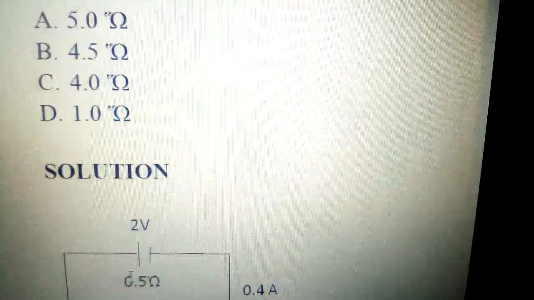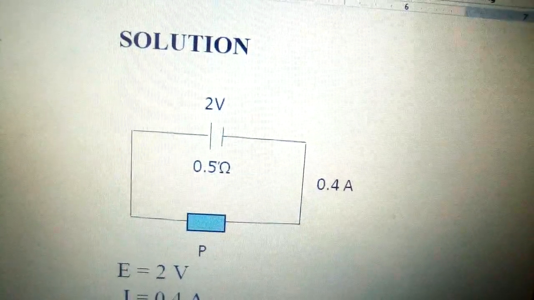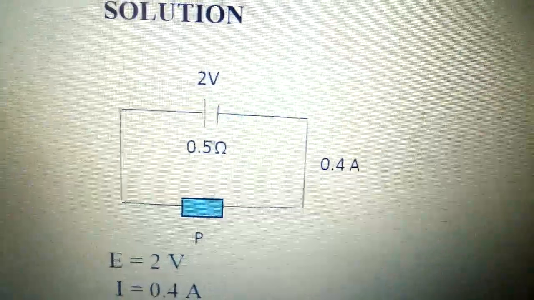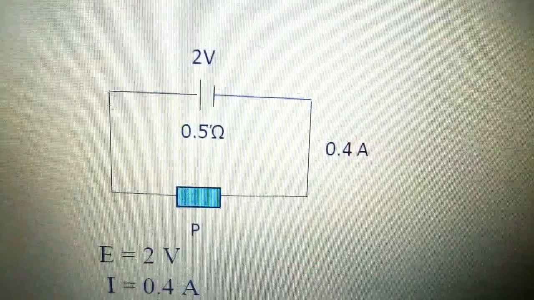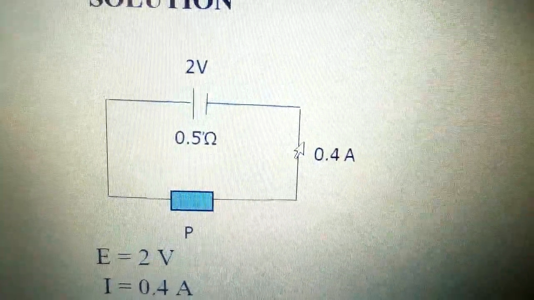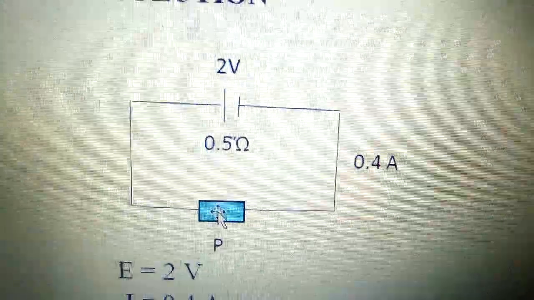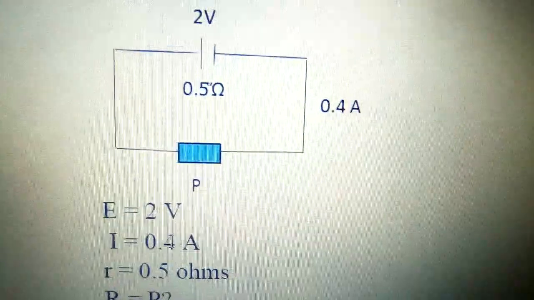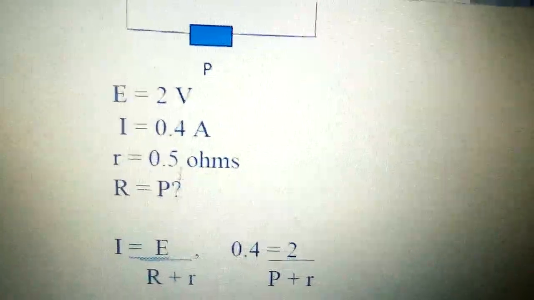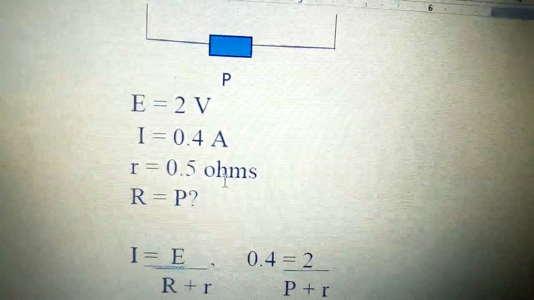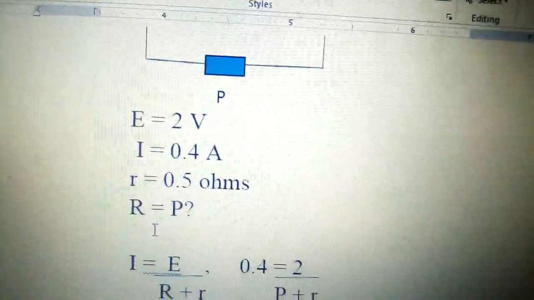So how do we get the answer? We have a diagram representing the cell, 2 volts, the internal resistance under it 0.5 ohms, the current flowing 0.4, and the load or resistance P. Everything is outlined for you: E is 2 volts, I is 0.4, the internal resistance small r is 0.5, and the external resistance is P. R now becomes equal to P.